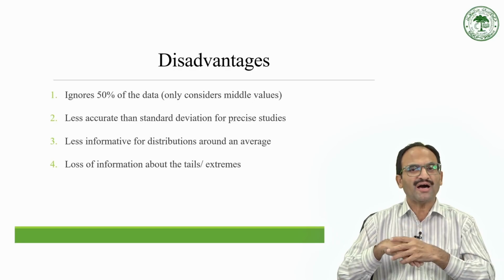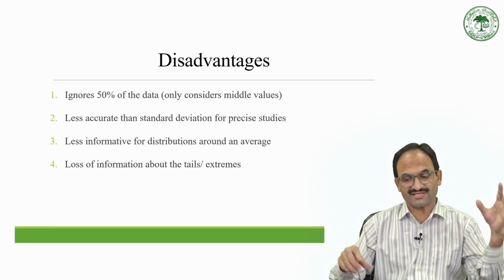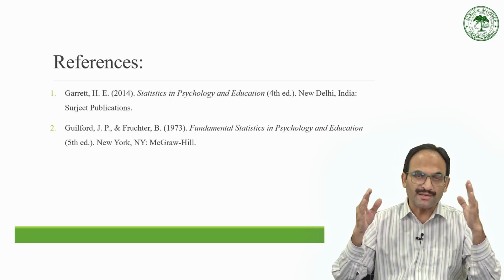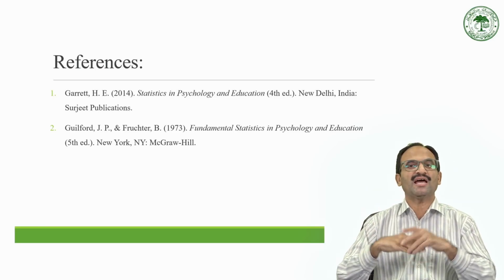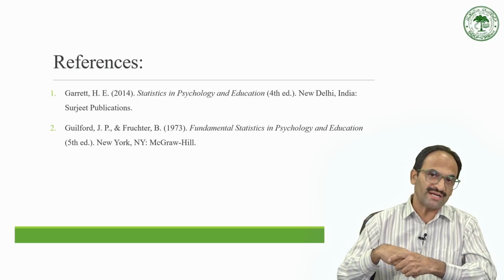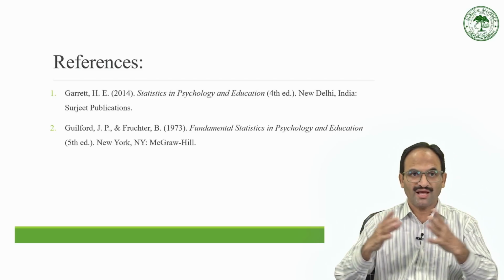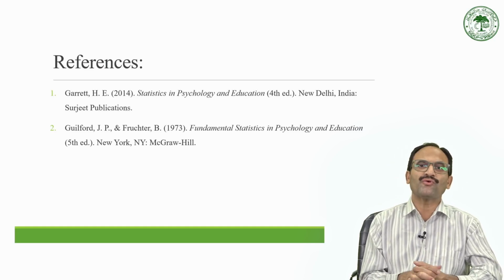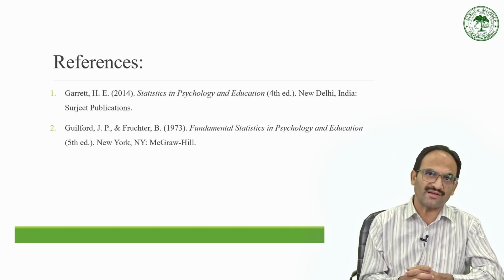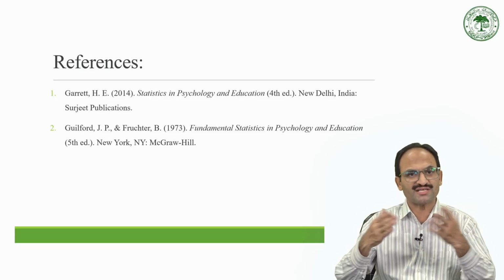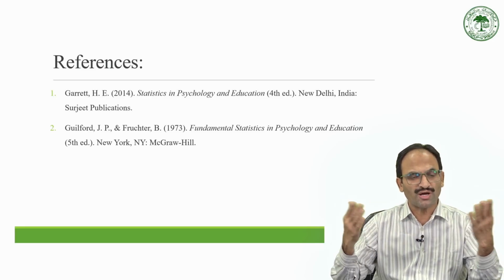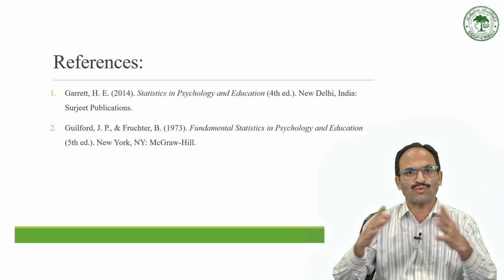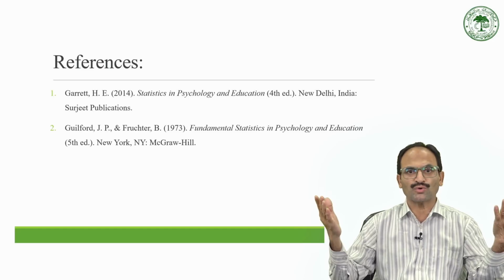But despite all these disadvantages, quartile deviation is definitely one of the most important measures of variability and one of the quickest ways to calculate the measure of variability. I have recommended two books. These two books are very good if you want to know further about quartile deviation. One book, as you can see on the slide, is Garrett, and another one is Guilford. Both the books are very good. If you want to know something more about quartile deviation, you can go through those books.